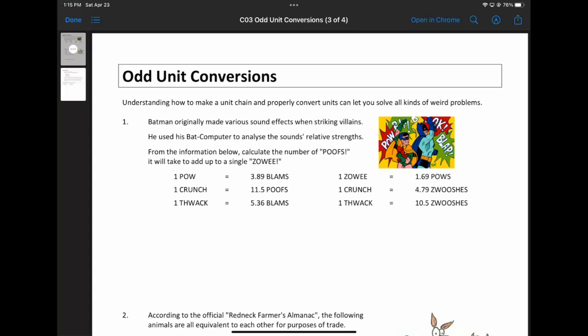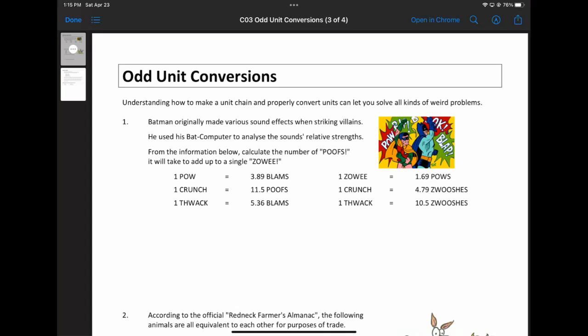So below that, we have a whole bunch of equivalences. We have that one pow is 3.89 blams, one crunch equals 11.5 poofs, a thwack equals 5.36 blams, a zowie equals 1.69 pows, a crunch equals 4.79 swooshes, and a thwack equals 10.5 swooshes. Now, does that make any sense whatsoever? And could you logic your way through this? I think you'd struggle a fair bit and have a hard time. But if we actually use our method, I think we can get there pretty easy.